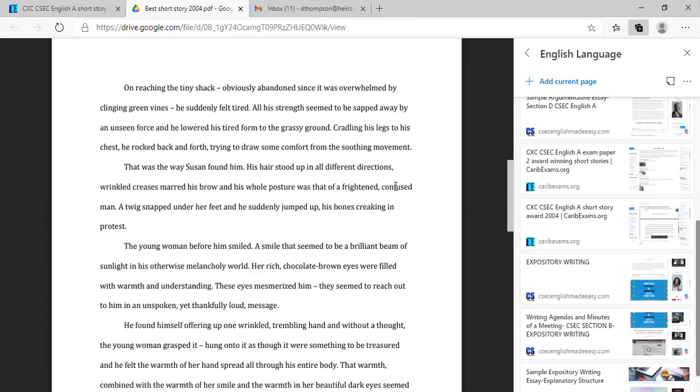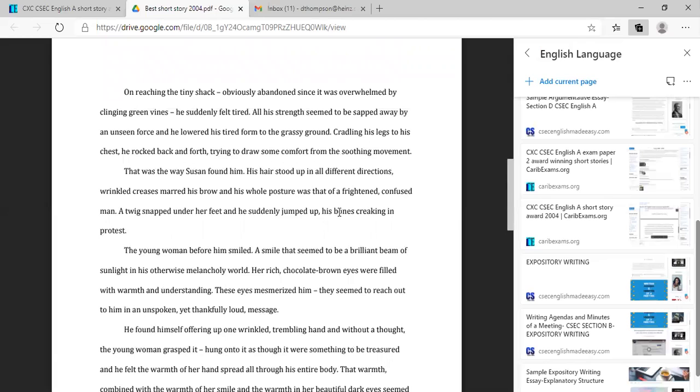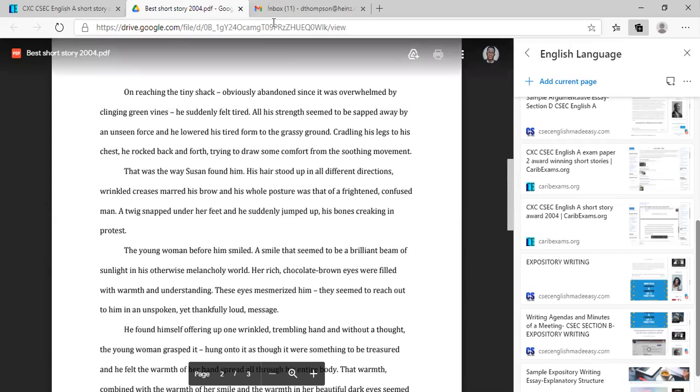His hair stood up in all different directions. Wrinkled creases marred his brow, and his whole posture was that of a frightened, confused man. A twig snapped under his feet, and he suddenly jumped up, his bones cracking in protest. The young woman before him smiled, a smile that seemed to be a brilliant beam of sunlight in his otherwise melancholy world. Her rich chocolate brown eyes were filled with warmth and understanding.